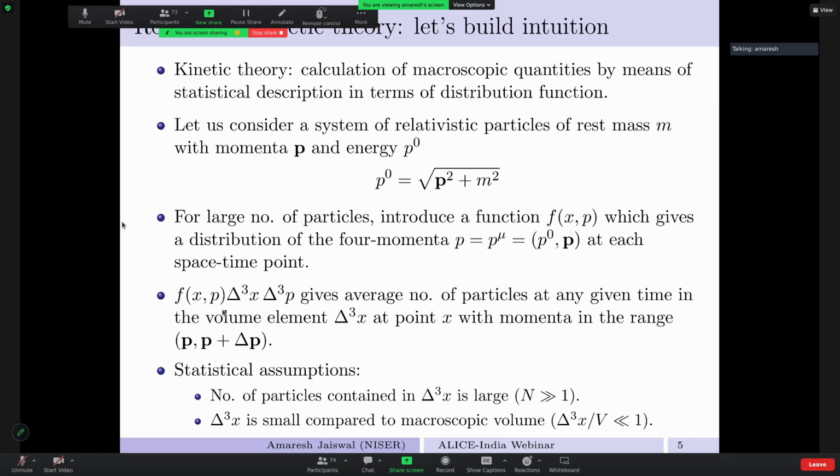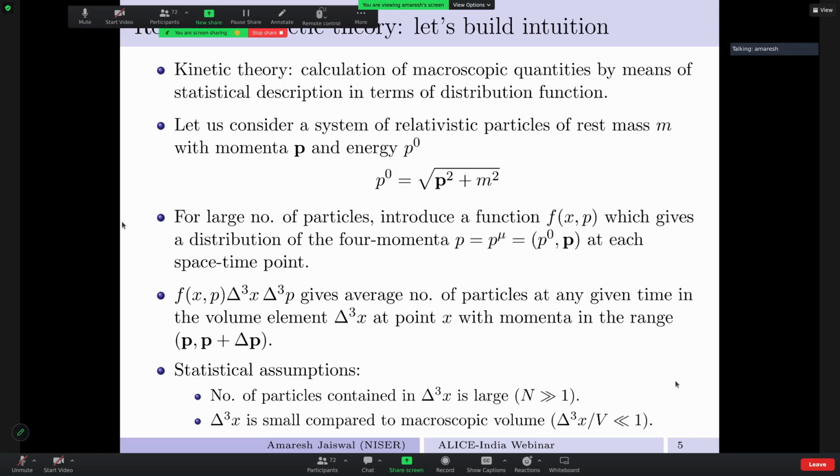Of course it has some assumptions on which it works. So the number of particles in the volume element is large, so you can make a statistical average. But this spatial volume element that we are considering is small compared to the total volume of the system under consideration. Okay, so there are statistical assumptions we make.